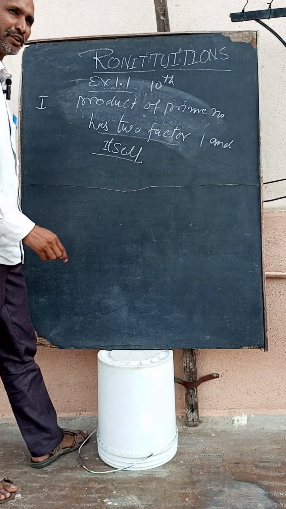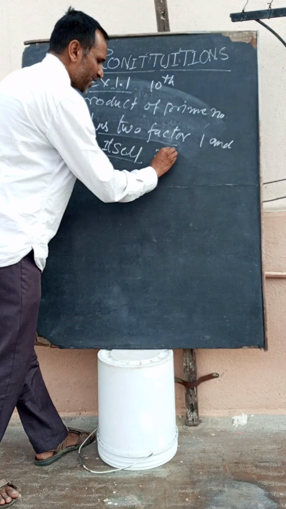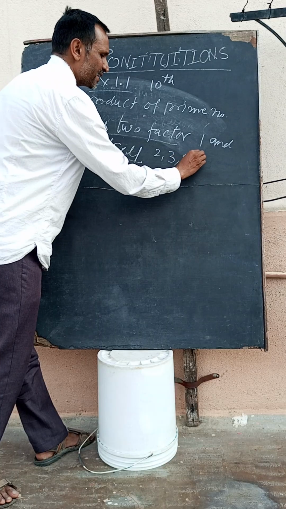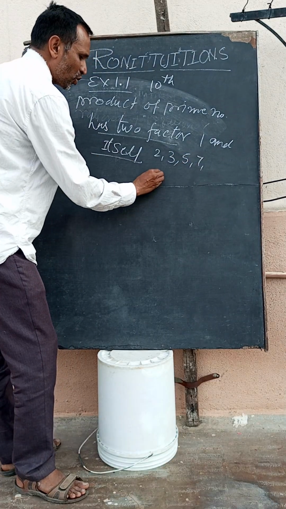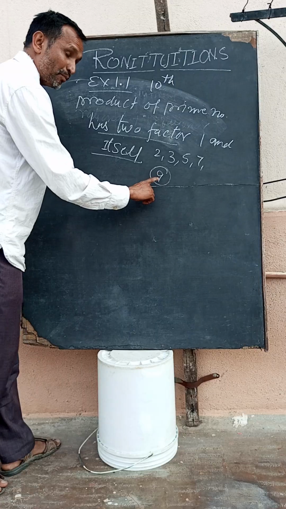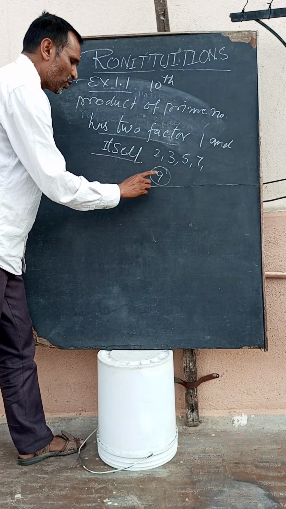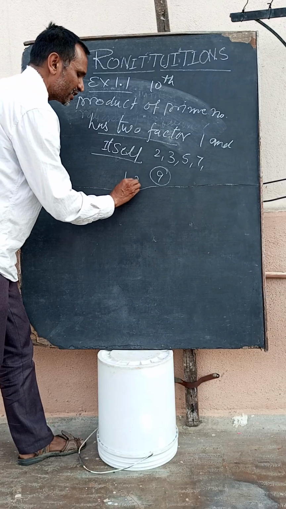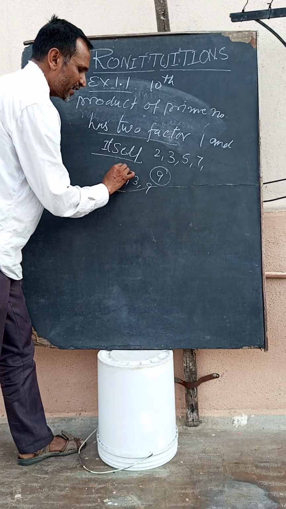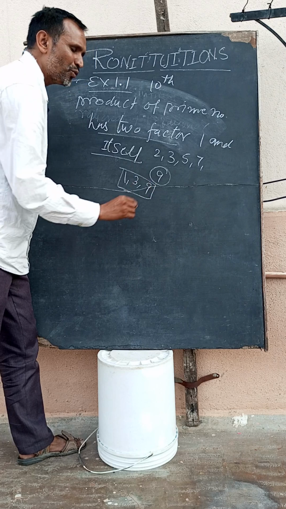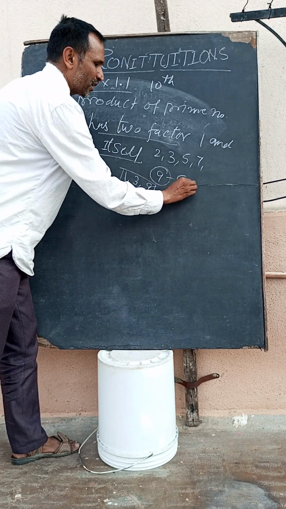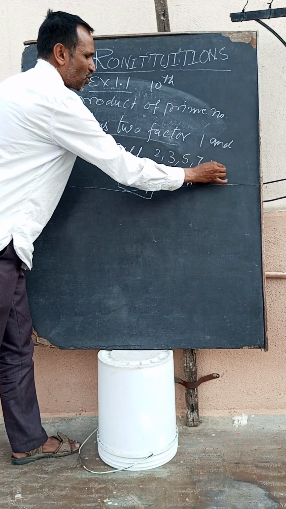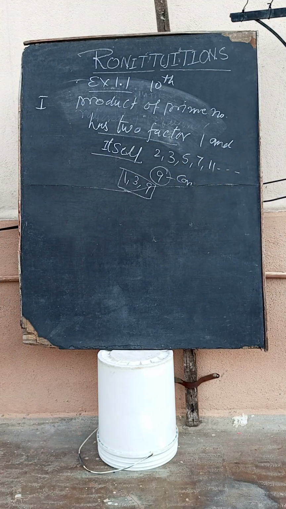The smallest prime number is 2, then 3, then 5, then 7. 9 is not a prime number, it is a composite number. Why? Because it comes in the 3 table also: it is divisible by 1, by 3, and by 9. So it has more than two factors, so it is a composite number. Next 11, and so on. These are the prime numbers.